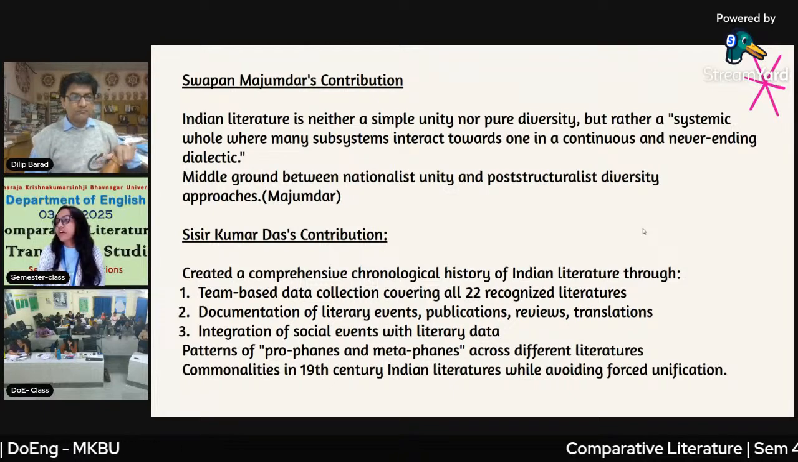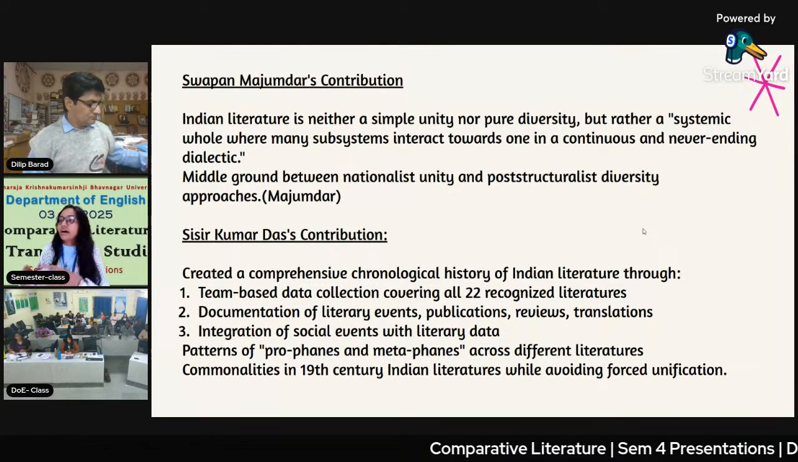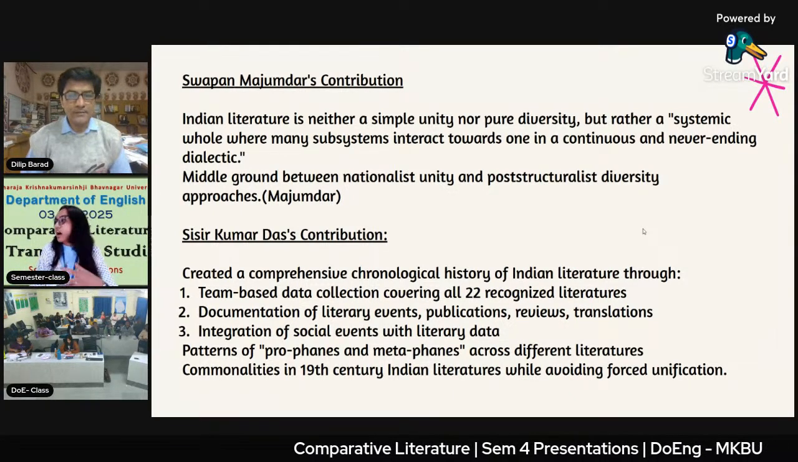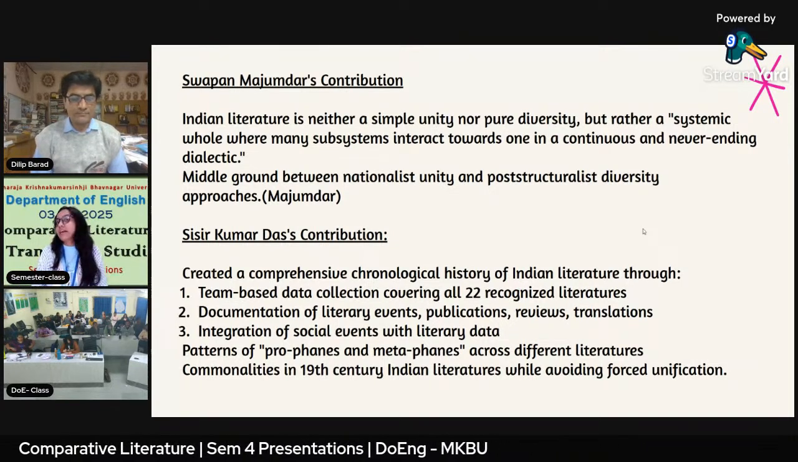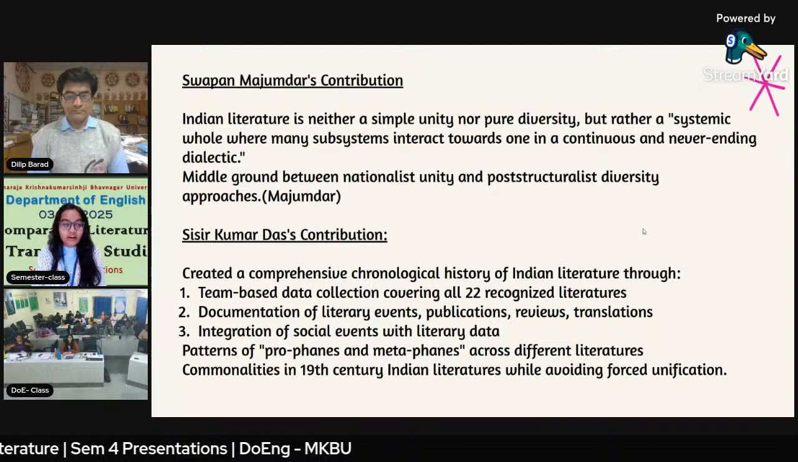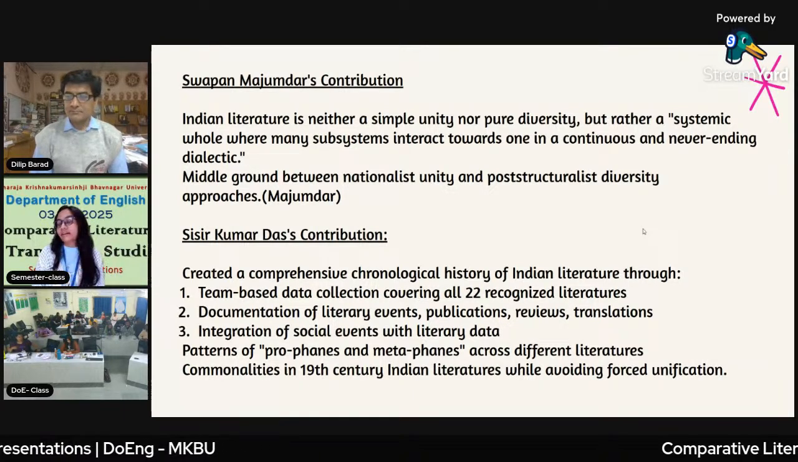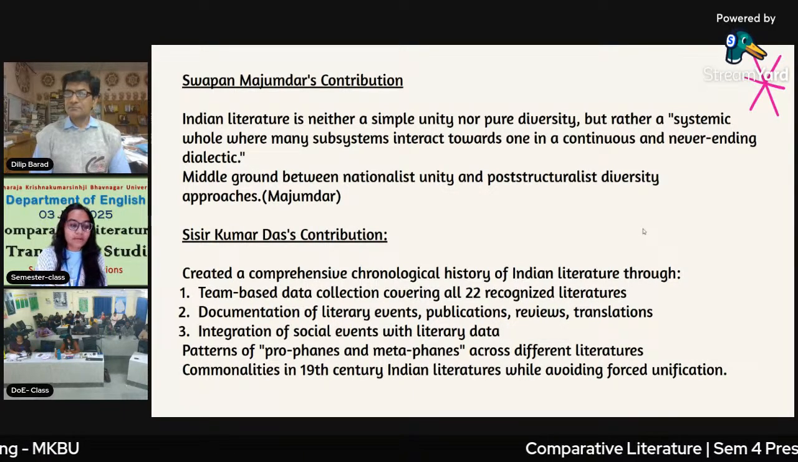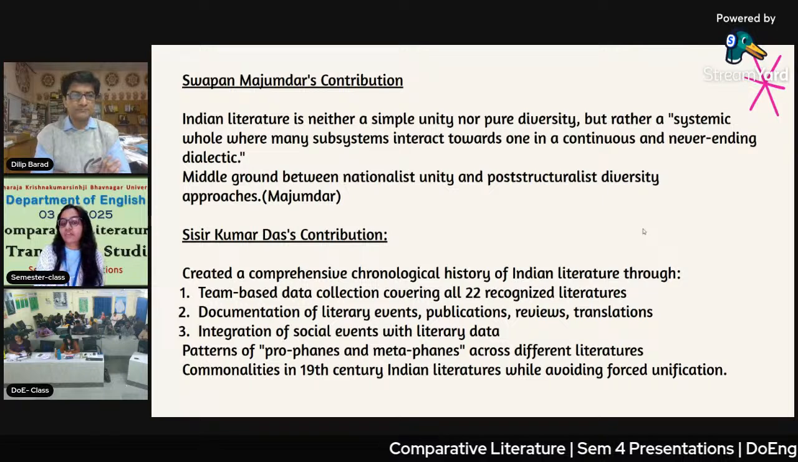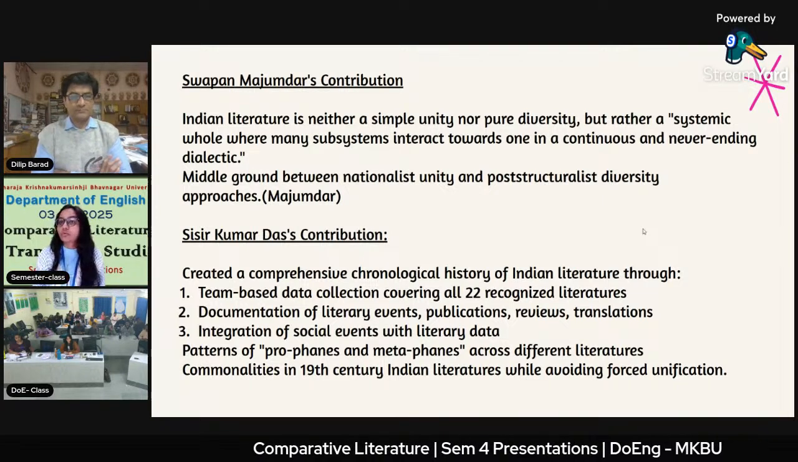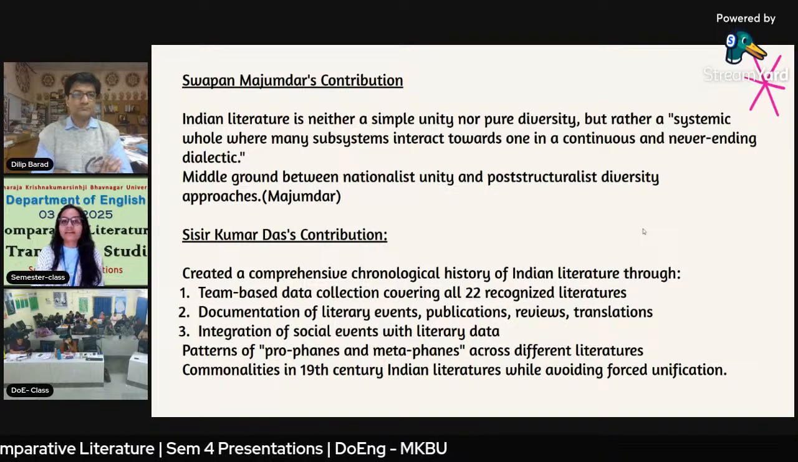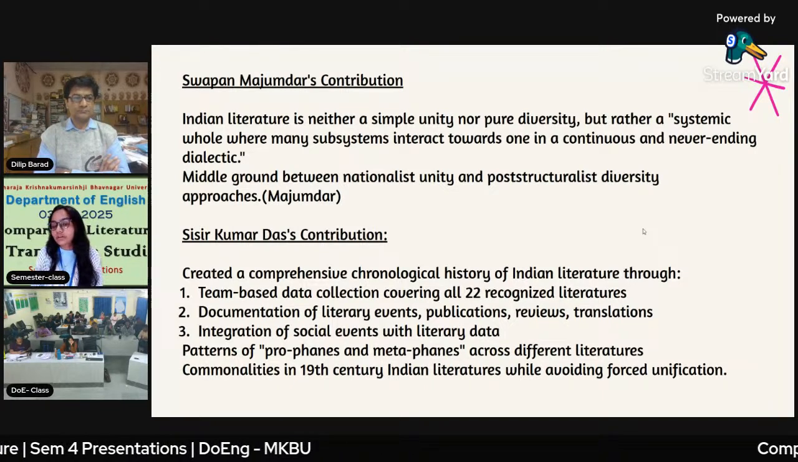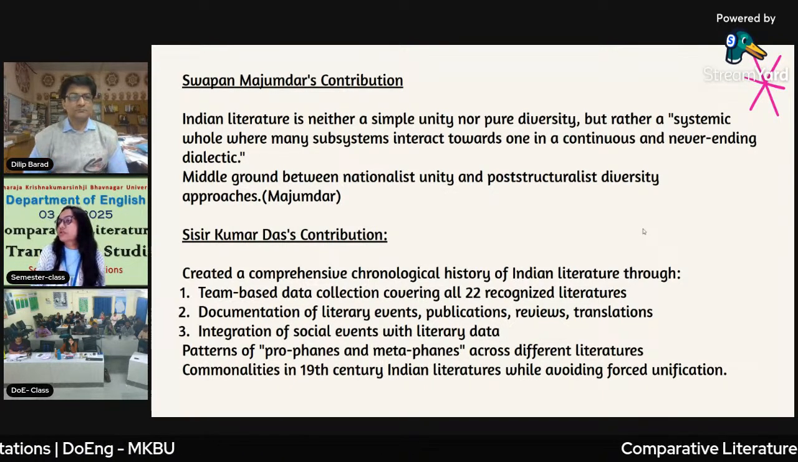That helps in understanding how Indian comparative literatures share common threads, and how diverse social events or themes are explored in them. So this helps in finding, as Amiya Dev argues, patterns of prophecy and metaphor across different literatures. This very framework helped Amiya Dev to understand the commonalities of 19th century literature while avoiding forced unification.